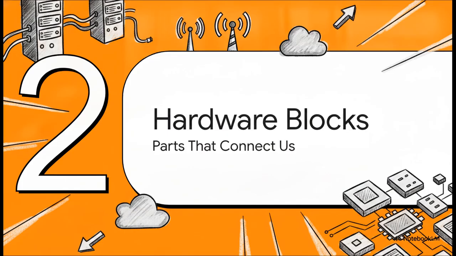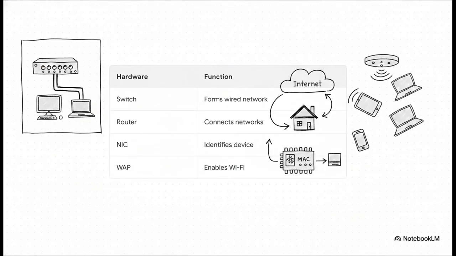Let's look at the actual physical parts that connect us. You know, you can't build a house without bricks, and you definitely can't build a network without hardware. And every single piece has a highly specific job. A switch is kind of like a local traffic coordinator, connecting devices in a single room to form a wired LAN. A router, though, thinks a lot bigger.